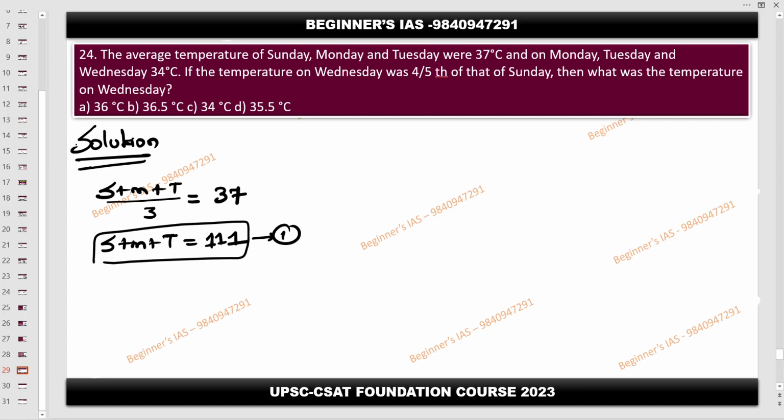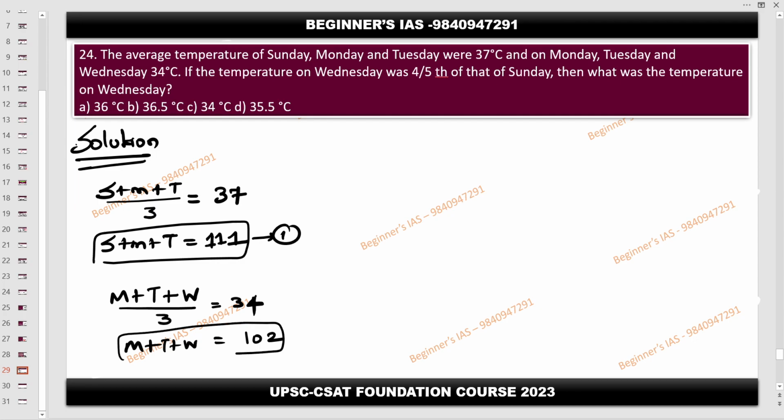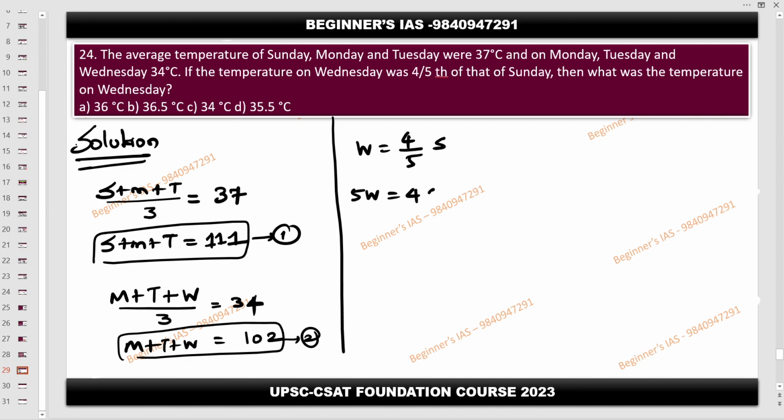Then what is the second thing provided here? Monday plus Tuesday plus Wednesday average, right? That word is very important. Listen, average means what? Divided by 3. So which is equal to 34. Now cross multiply. M plus T plus W is equal to 102. So this is equation number two. Now what is the statement provided here? Wednesday is equal to 4 by 5th of the Sunday. Then cross multiply. 5W is equal to 4S.